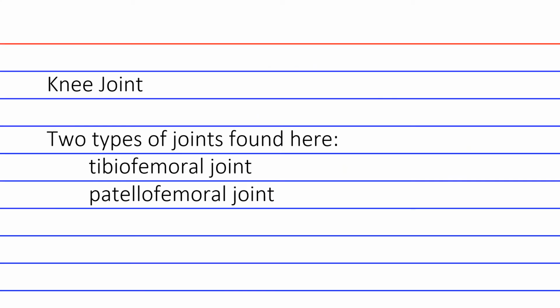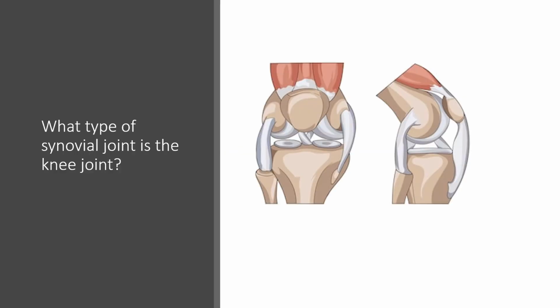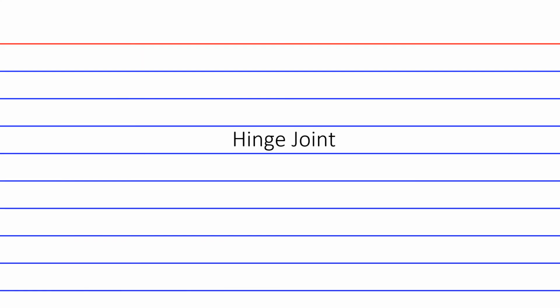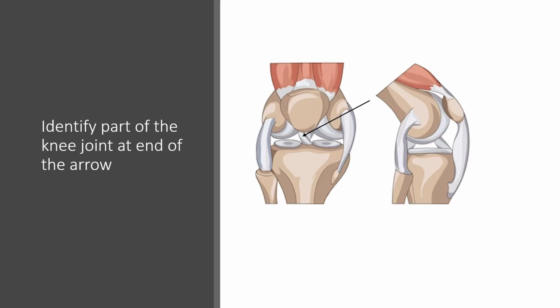It is the knee joint. There are two types of joints found here, the tibiofemoral joint and the patellofemoral joint. What type of synovial joint is the knee joint? It is the hinge joint. All right, now you want to be able to identify parts of the knee joint at the end of the arrow.